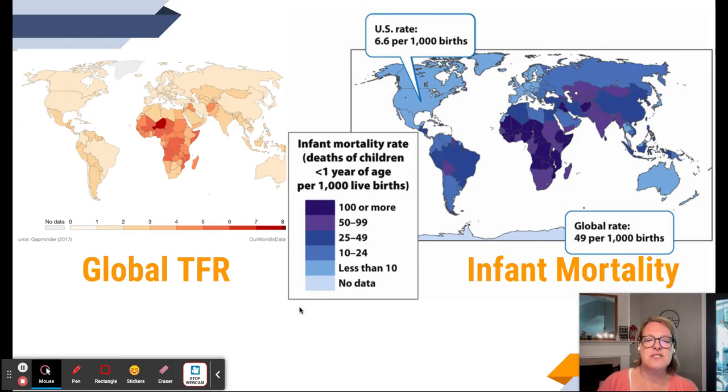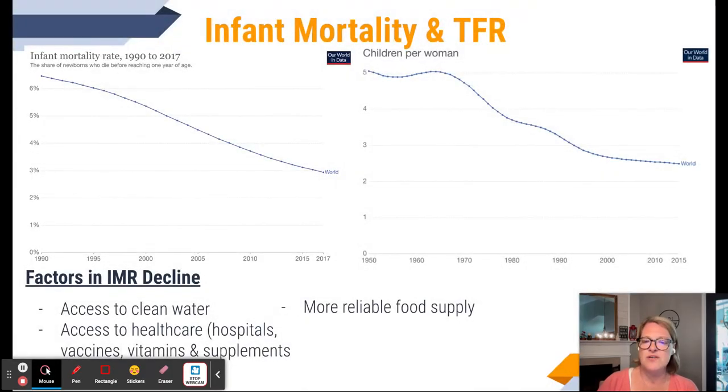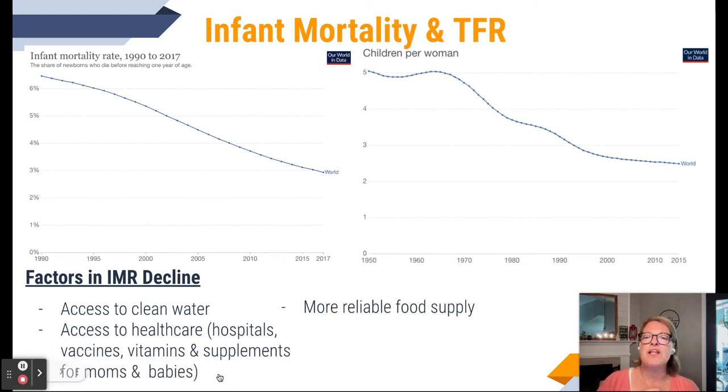So that's really good to see because of our advanced healthcare system. Okay, we're very lucky and fortunate here. All right, so factors in infant mortality rate decline. You would have a lower infant mortality rate if there's access to clean water, if there's access to healthcare.